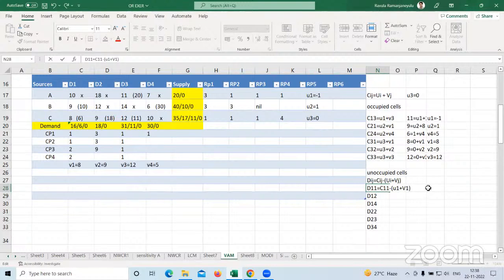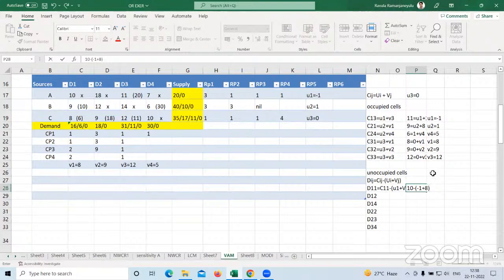So what to do in this one? Cij cost is actually here. How much is the cost? C11 cost is 10, minus of U1. What is the value of U1? Minus 1, plus V1. V1 value is 8.